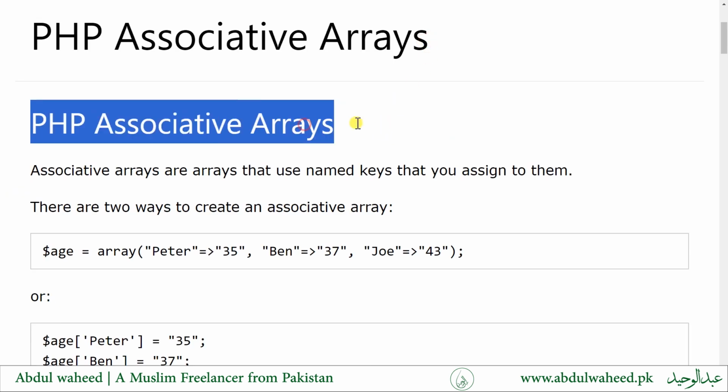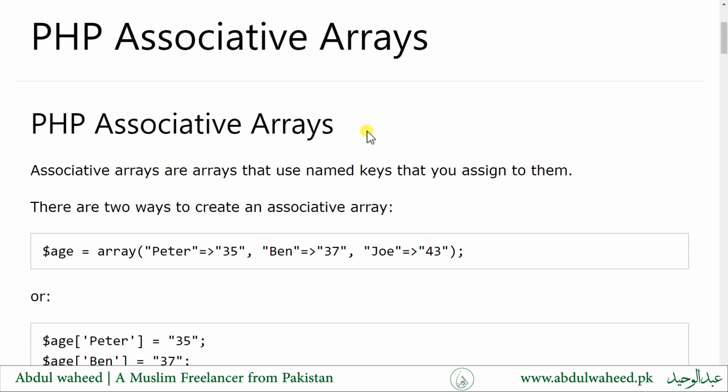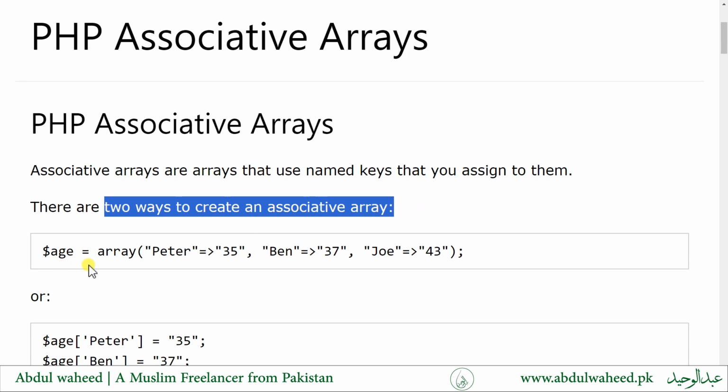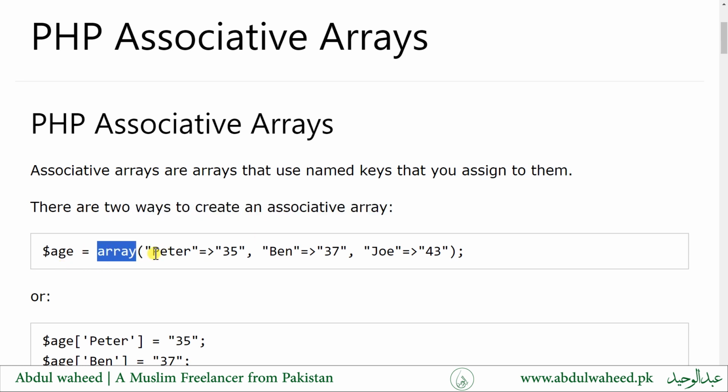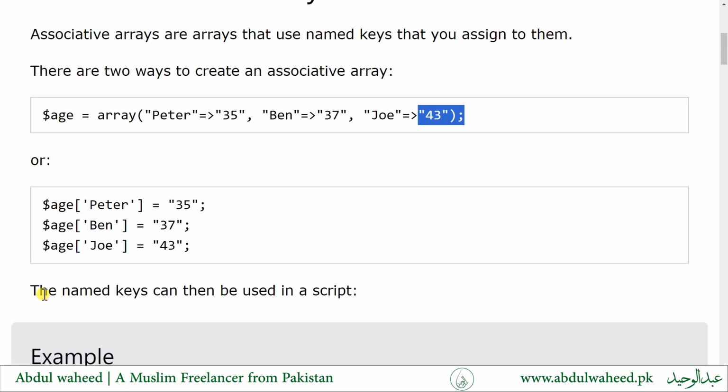PHP associative arrays. Associative arrays are arrays that use named keys that you assign to them. There are 2 ways to create an associative array. The name of the key, then its value, and it is separated by a comma. Name of the next key, its value, comma, name of next key and its value.